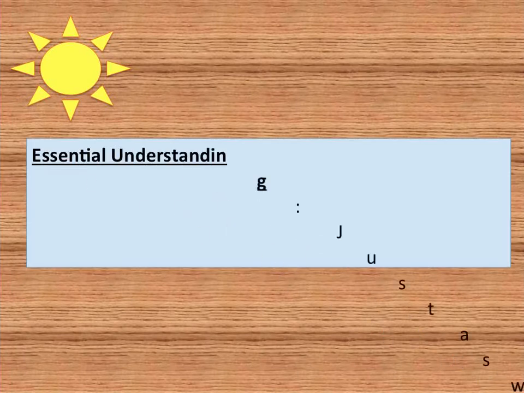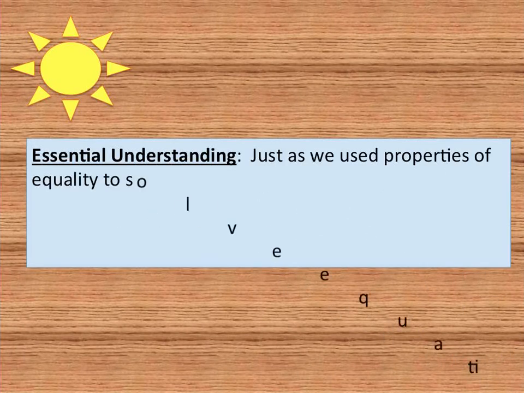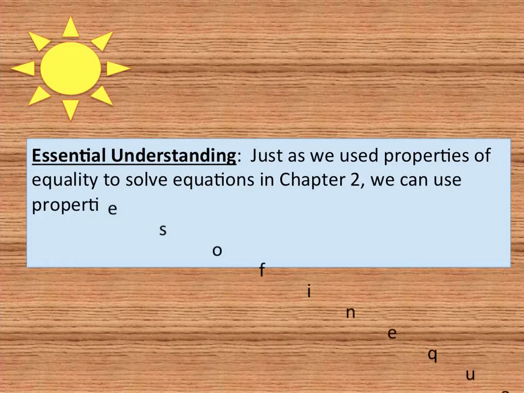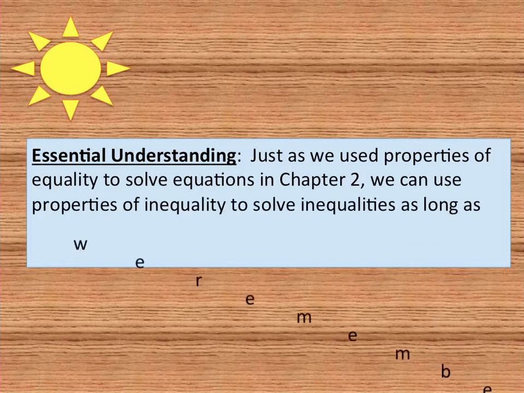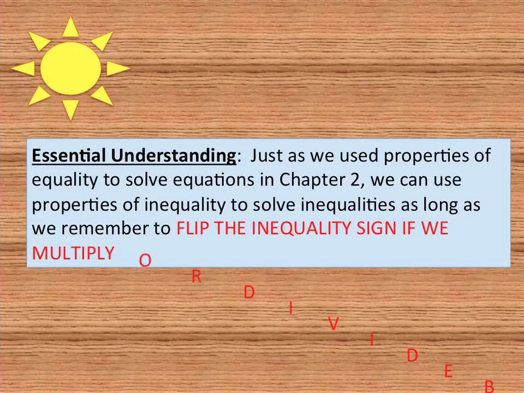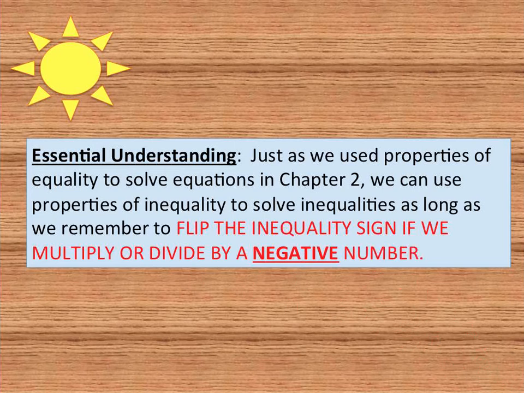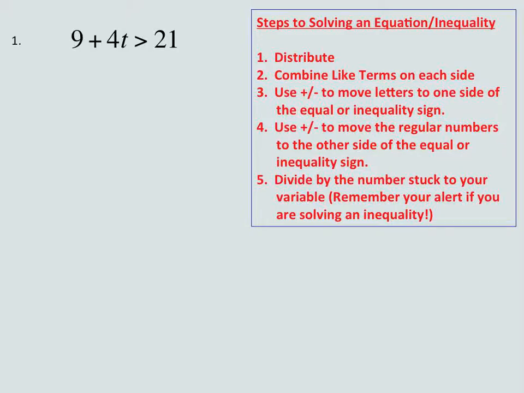So solving multi-step inequalities is just like solving an equation. The only thing we ever have to remember with an inequality is that if we multiply or divide by a negative, we have to flip the inequality sign around. Other than that, we follow the same exact rules as solving an equation. So here we go. Here are my steps for solving an equation or inequality.